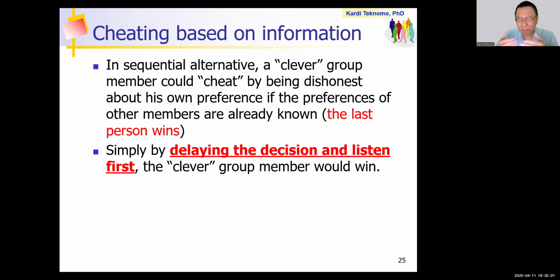So you simply do not reveal your own preference first, then you may win. Wow, right? So the last person who speaks in the group will win, simply by being dishonest about your own preference, simply by delaying your decision and listening first. The clever group member will eventually win. Let's see how this goes in the example.